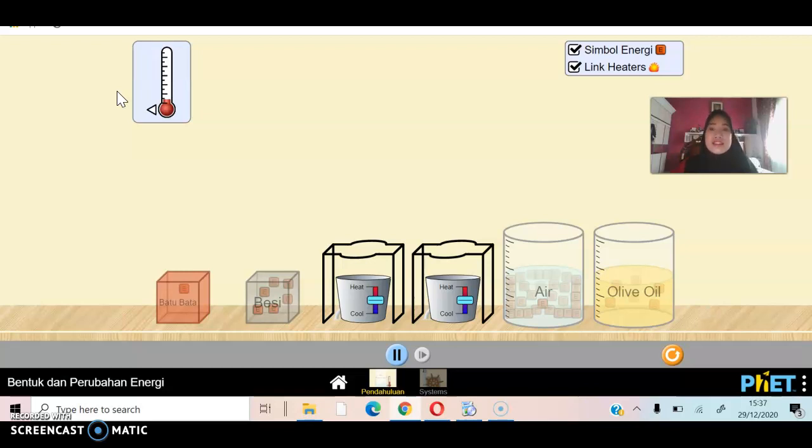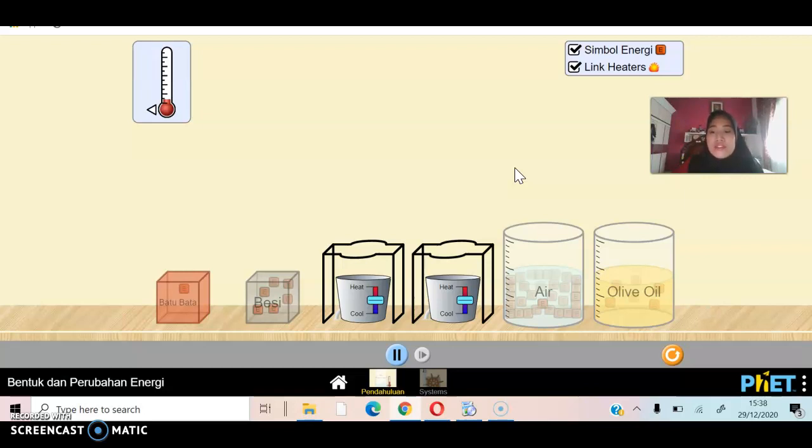As we saw just now in the experiment, the energy from the fire, which is high temperature, moves to the objects with low temperature, such as water, olive oil, and so on. And then heat transfer will occur until the temperature is the same.